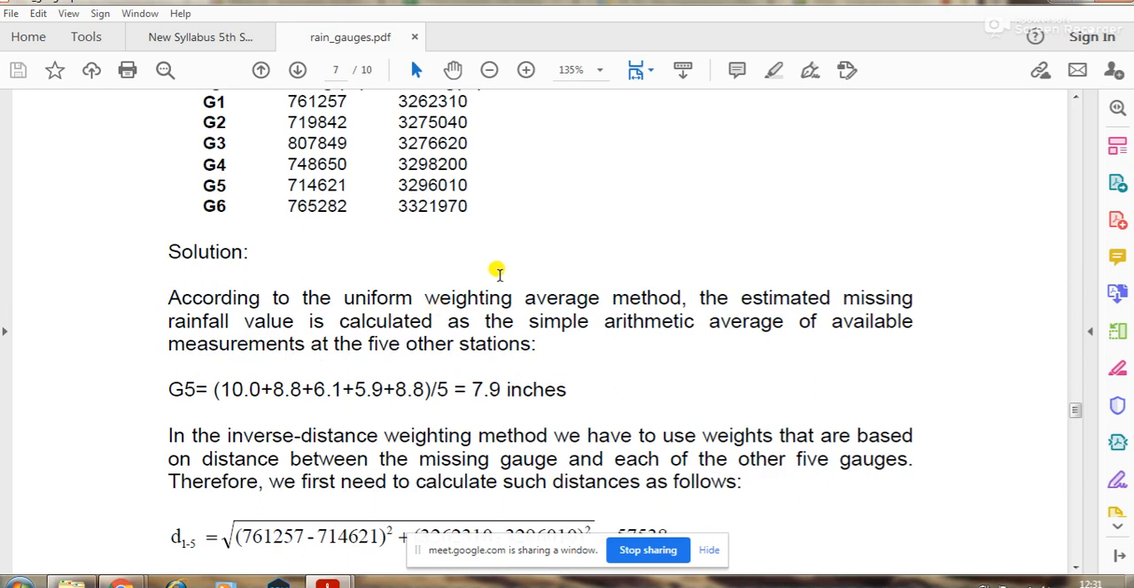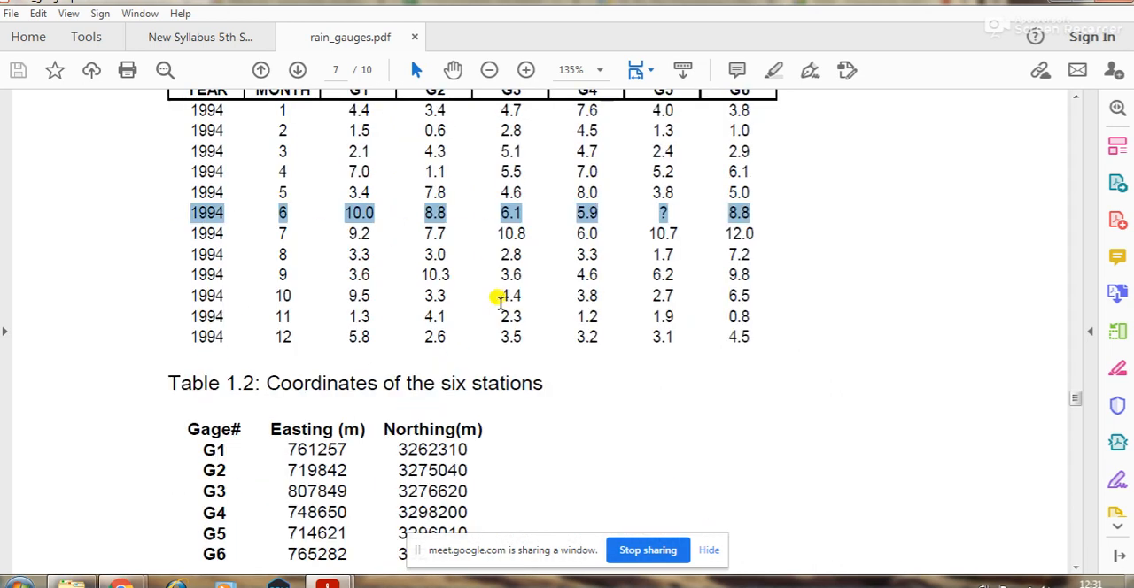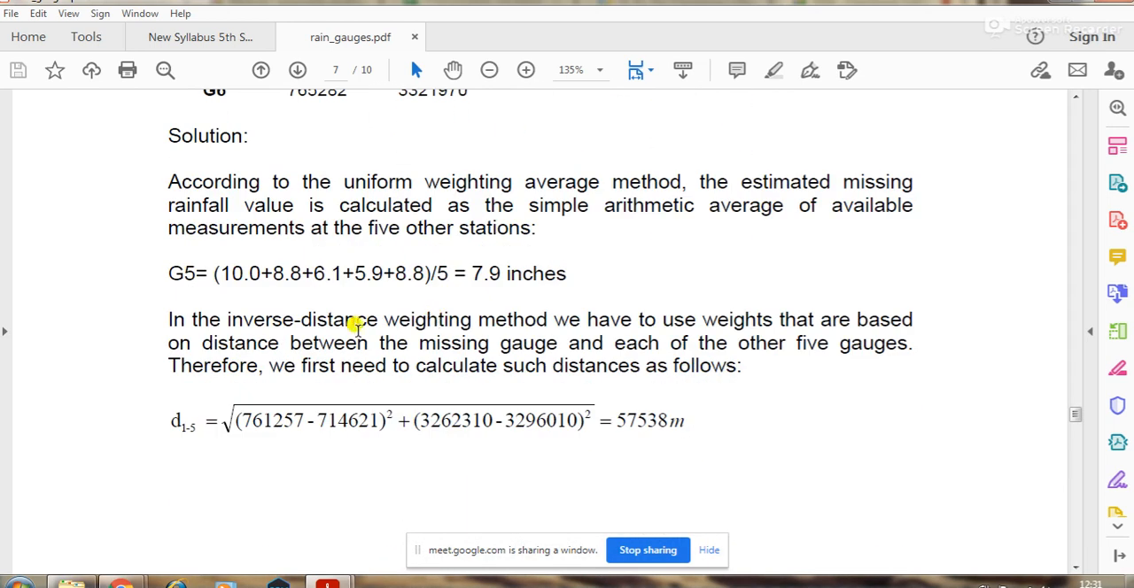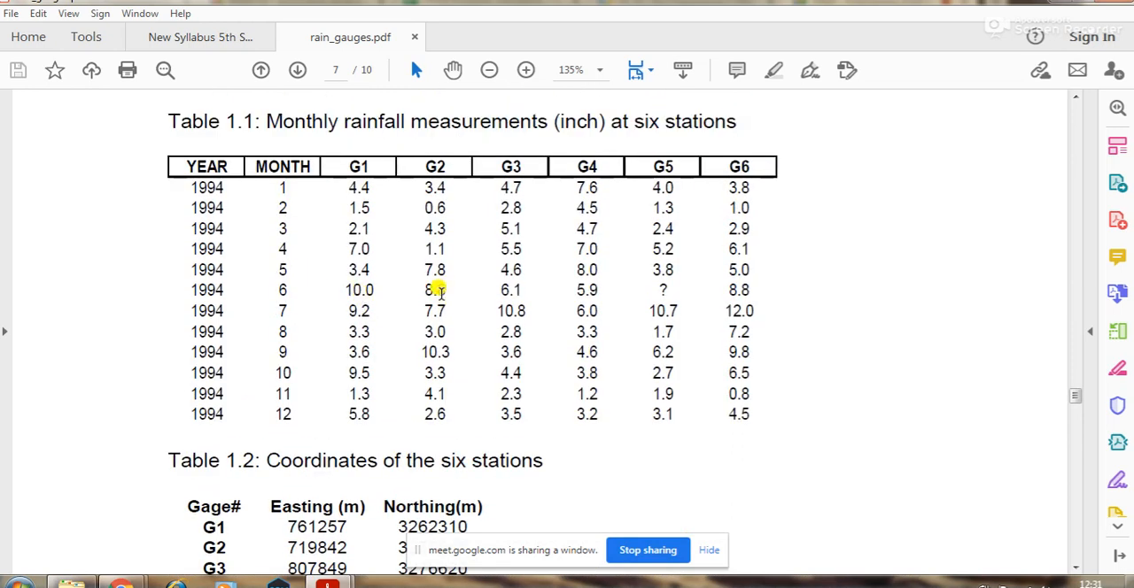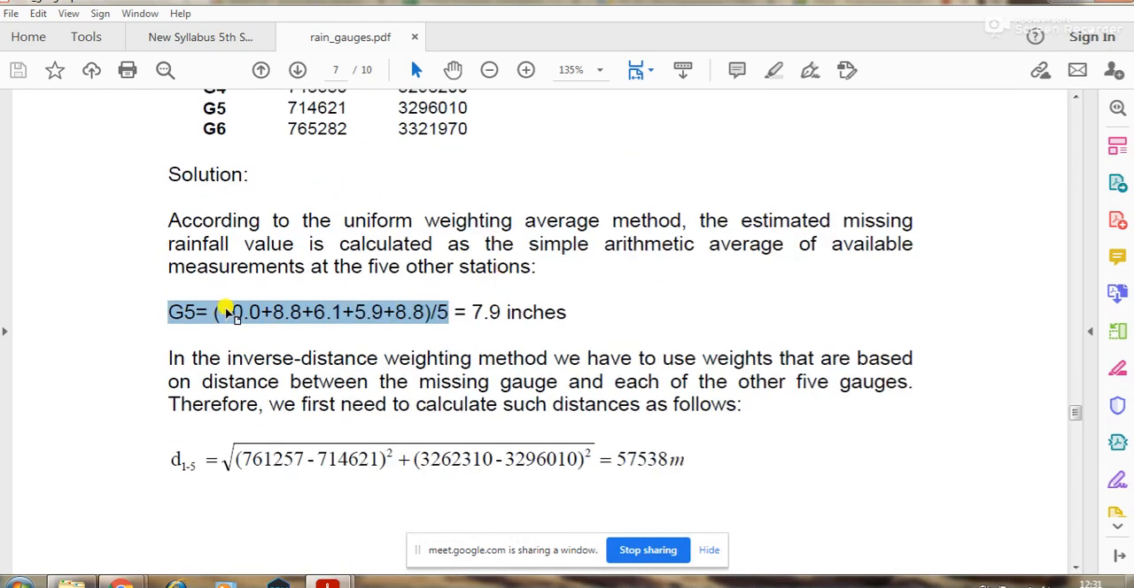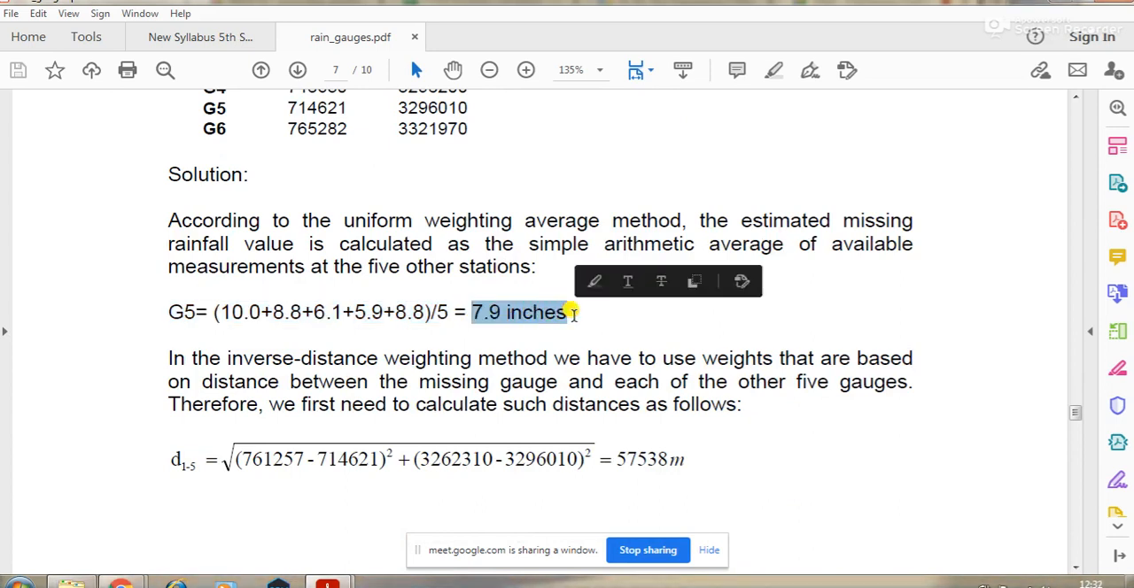According to the uniform weighing method, the estimated missing rainfall value is calculated as the simple arithmetic average of available measurements at the 5 other stations. So, a simple arithmetic average of the other 5 values, that is 10, 8.8, 6.1, 5.9, and 8.8 again. They have done it in this way. From there we get 7.9. So the missing value as per the uniform weighing method is 7.9 inches.